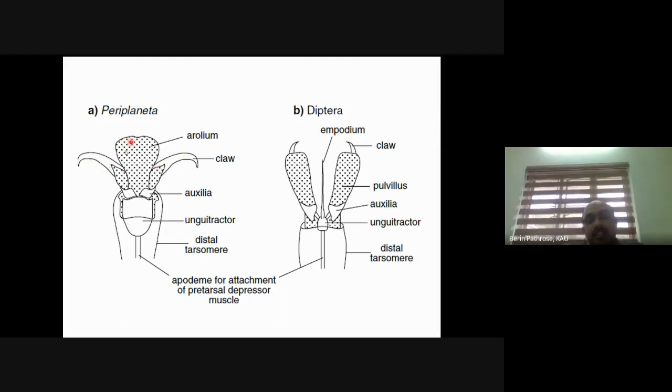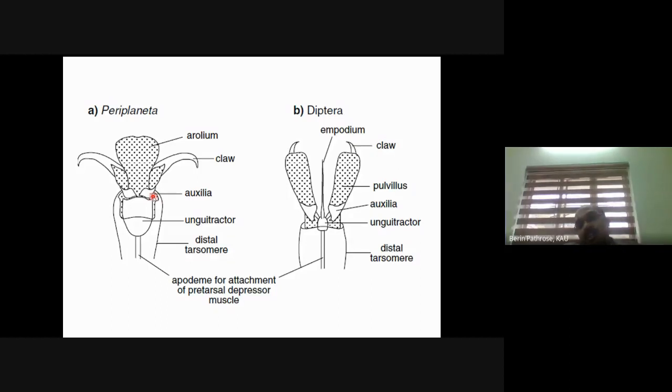we have a pad-like structure called the areolaeum. So the pretarsus consists of two claws, and in between these two claws we have a pad-like structure called the areolaeum. These two claws we call tarsal claws or pretarsal claws. These pretarsal claws are attached to the tarsal segment via a sclerite called the auxilia. So at the base of these claws we have a sclerite called the auxilia.